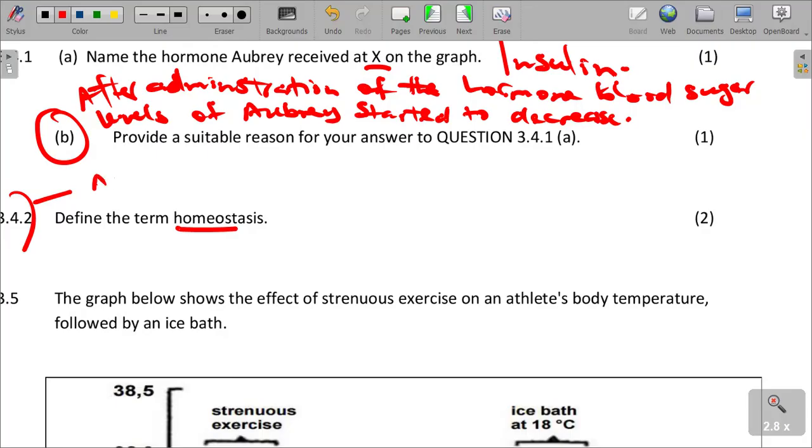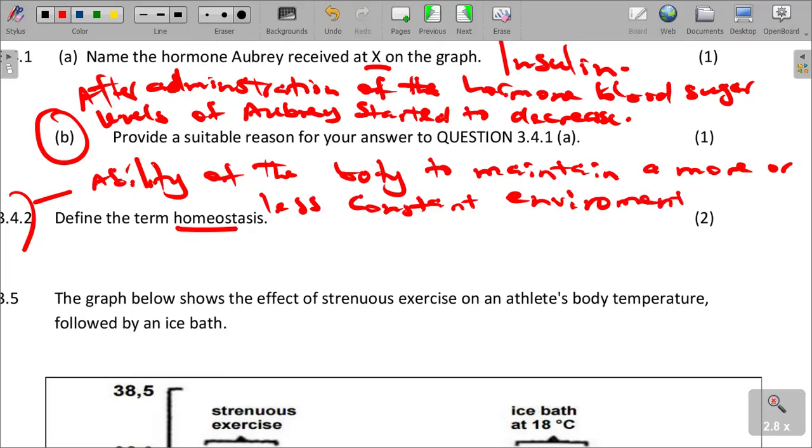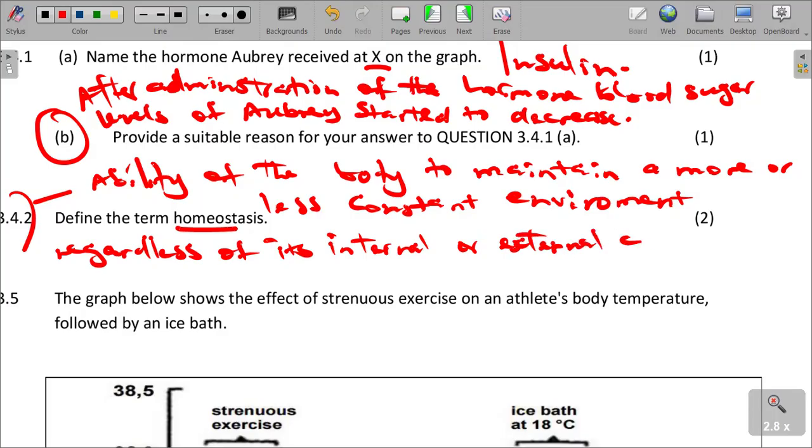Homeostasis: the ability of the body to maintain a more or less constant environment, regardless of its internal or external conditions.